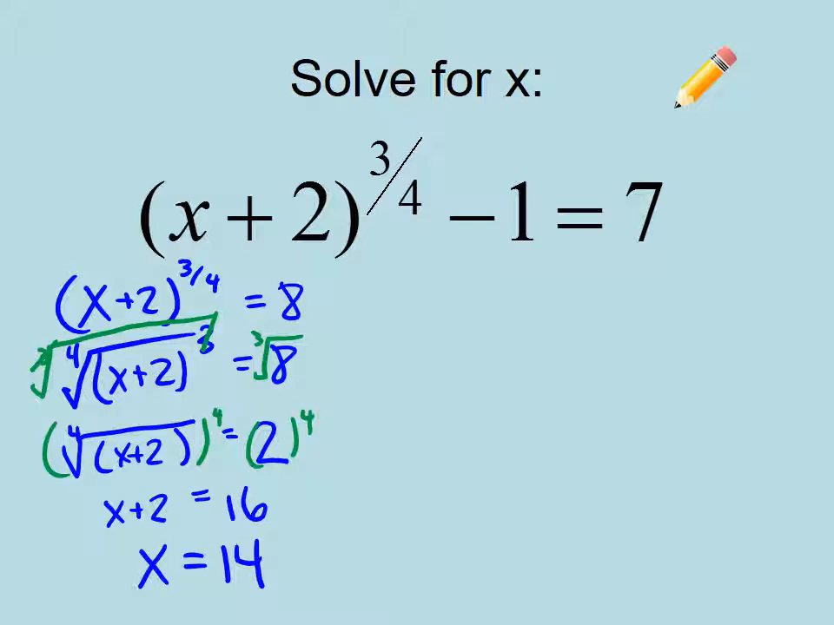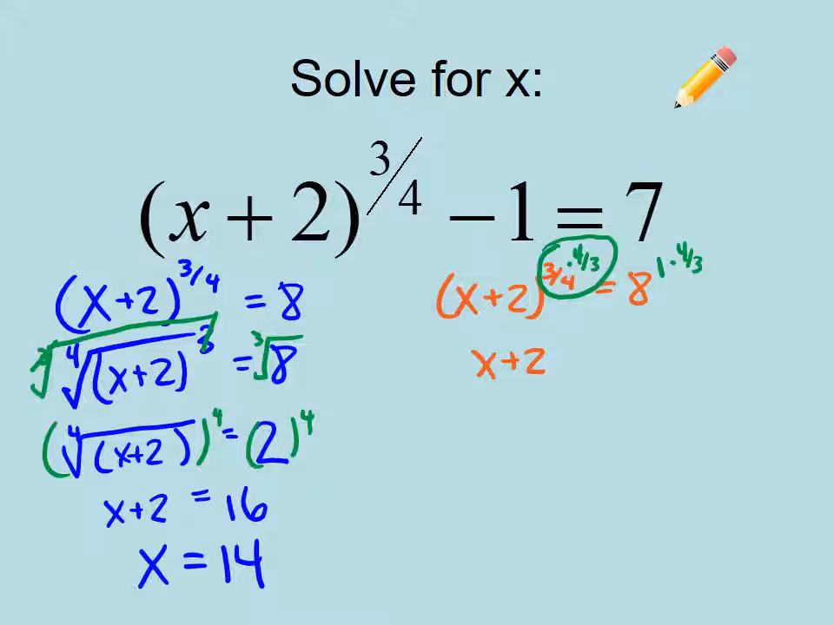Let's look at it a new way. I'm still going to add that 1 to the other side. But next, I'm going to multiply both exponents by the inverse. So technically that 8 has a 1 exponent, so I'm multiplying it by 4/3. On the left side, that leaves me with x plus 2, because all of this becomes 1.